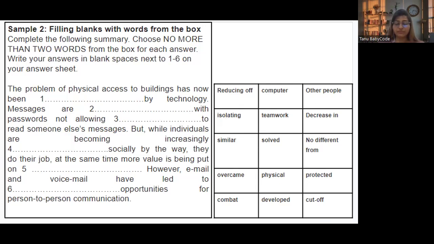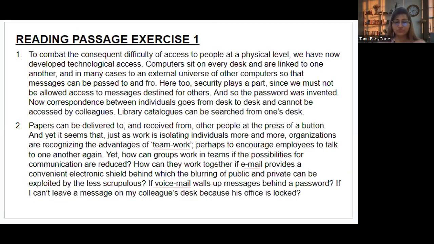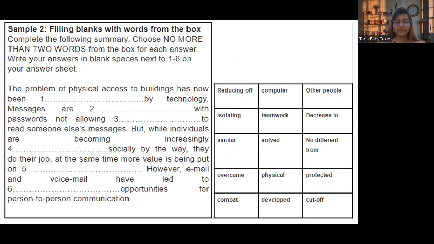And more value is being put on. So they are putting more value on what? So groups, teams, recognizing the advantages of teamwork, perhaps encourage. So more value is being put on now. They are recognizing advantages. So teamwork.